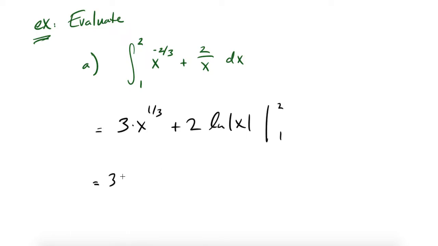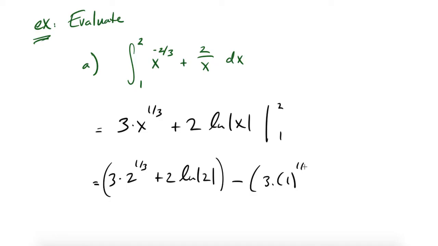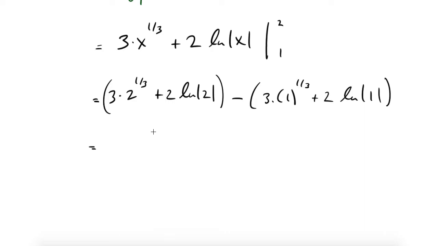So then this says 3 times 2 to the 1/3, plus 2 times the natural log of the absolute value of 2. We have this. Then we're going to subtract what we get when we do 3 times 1 to the 1/3 plus 2 times the natural log of the absolute value of 1. So then we just need to clean this up a little bit. So this is going to be 3 times the cube root of 2 plus 2 times the natural log of 2, because of course the absolute value of 2 is just 2, so I can evaluate those absolute value symbols. And then I'll get minus 3.